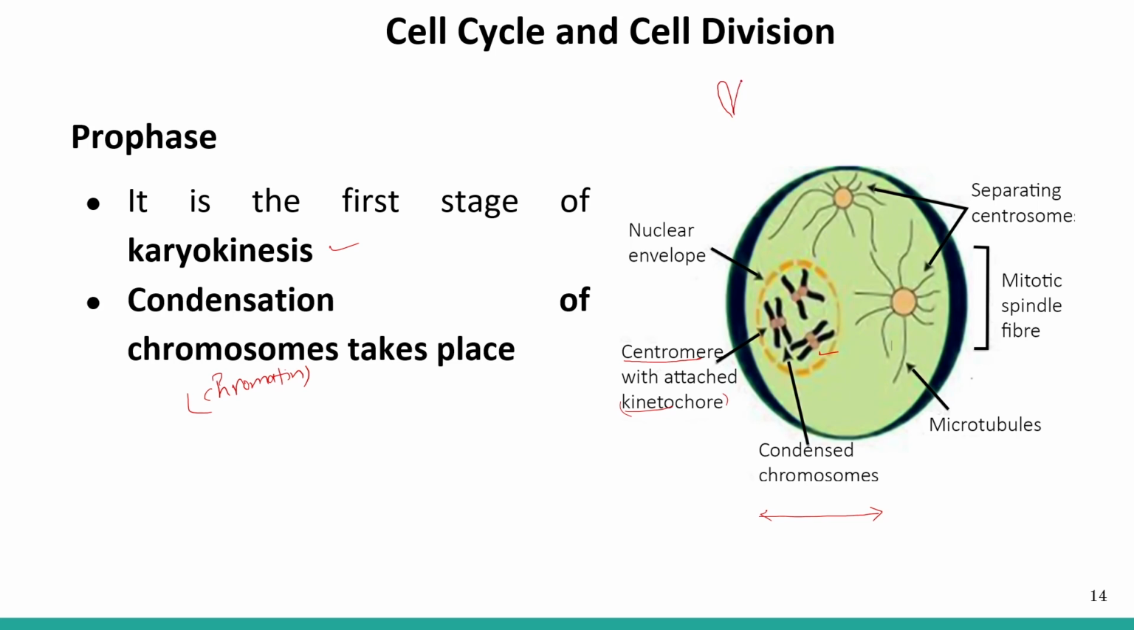So if this is a chromosome, kinetochore is a region present in the centromere. If this is the centromere, it consists of these two kinetochores, and spindle fibers are attached to these kinetochores, which are the regions present in the centromere. So these two were kinetochore.